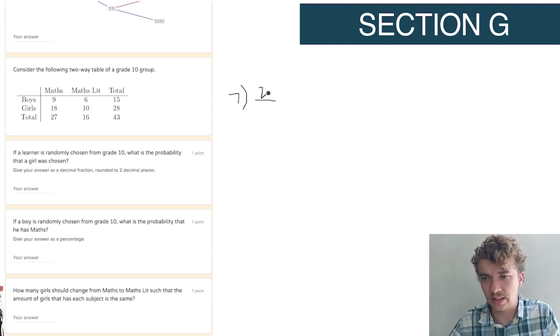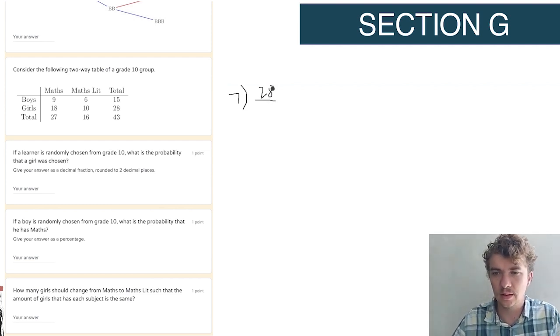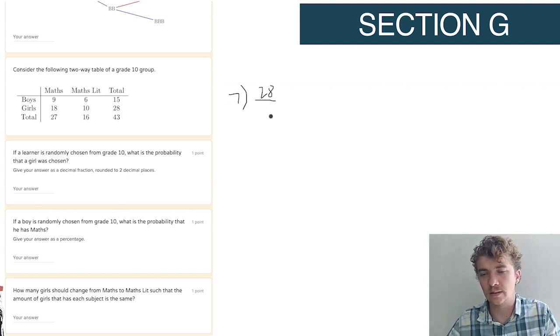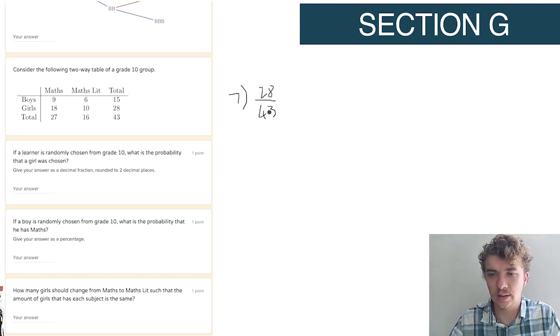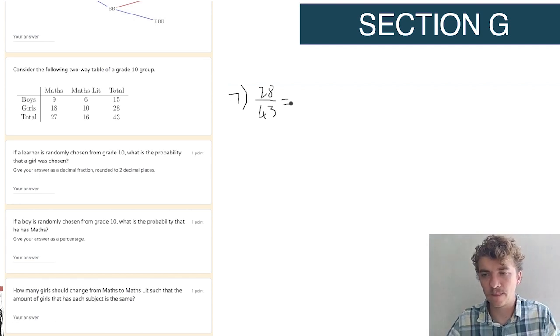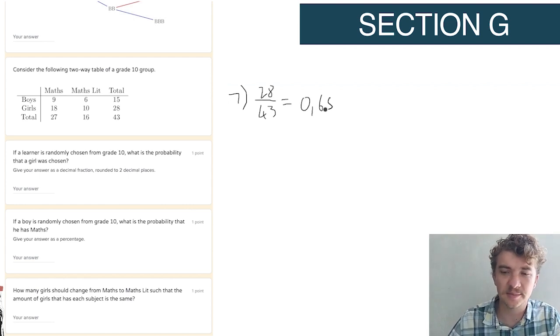So that would be 28. And then we look at the total number chosen, if a learner is randomly chosen from grade 10. So all the learners together are 43. So the answer is 28 over 43. They ask us to give the answer as a decimal fraction, so this is equal to 0.65. So there's a 65% chance of picking a girl randomly from the grade 10 group.